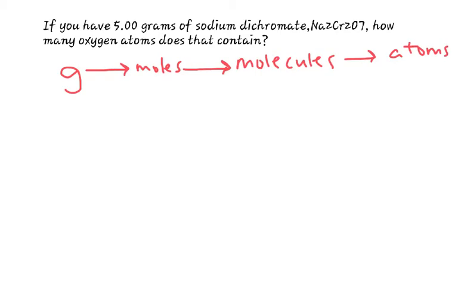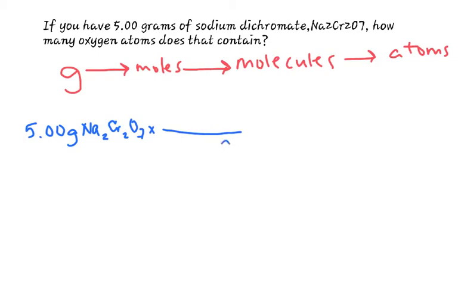So let's go ahead and get started. I'm going to start out with my 5 grams of sodium dichromate. So 5 grams of Na2Cr2O7. That looks a little better now that I can actually subscript the numbers. All right, my first step is I want to convert from grams to moles.